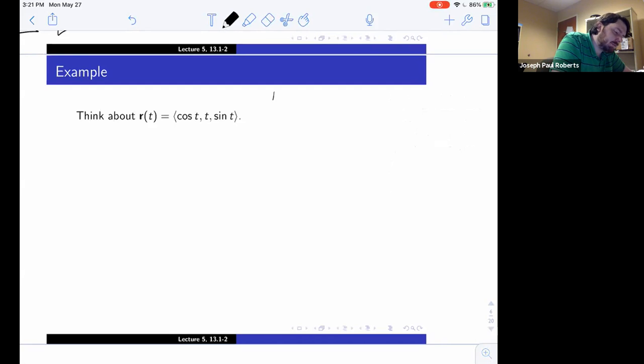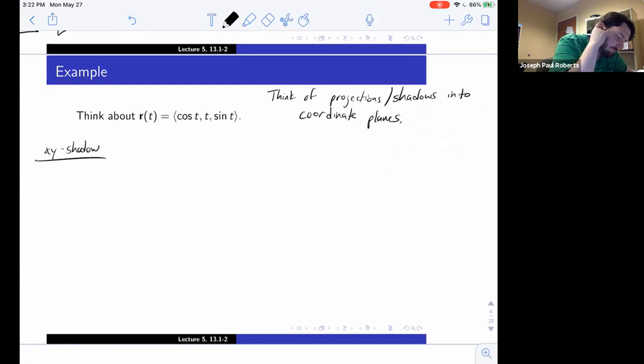And so the idea is we could think about projections or shadows into the coordinate planes. So for example, the XY shadow, I'm just going to look at X and Y. For the XY shadow, I'm just going to think about what X equals cosine t, Y equals t looks like. So for the XY shadow, you're just forgetting about Z. Remember, these components you want to think of as X, Y, and Z, each in terms of t.